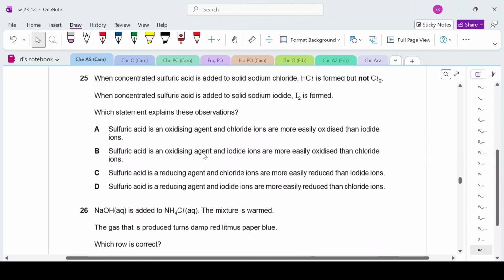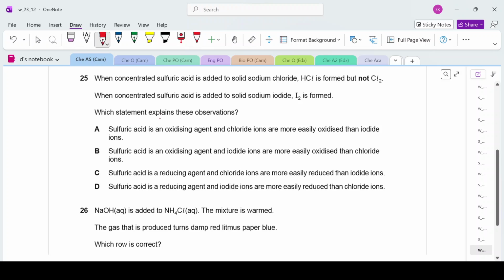25. When concentrated sulfuric acid is added to solid sodium chloride, HCl is formed but not Cl2, because Cl minus is not that powerful a reducing agent. Sulfuric acid is the oxidizing agent here. It's not powerful enough to oxidize chloride ions, but bromide ions will be oxidized to bromine, and iodide ions will be oxidized to iodine.